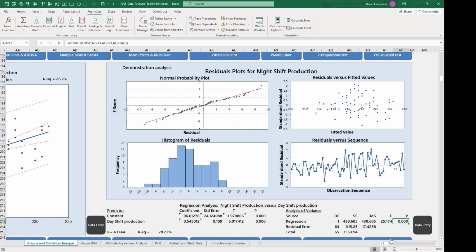And then we've got some further analysis here that in particular gives us a p-value for regression. And that means the probability that this is just a random association, in which case there is nothing really to see. And that p-value of 0 tells us, yeah, we definitely have proved that there's a link between the day shift and night shift production.